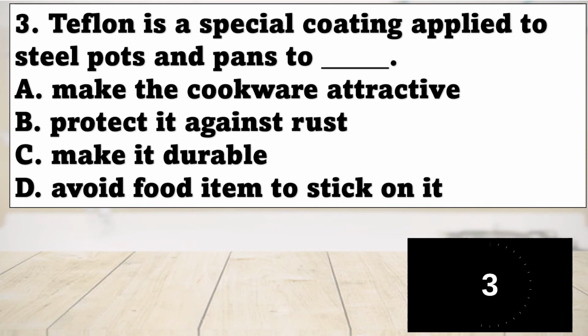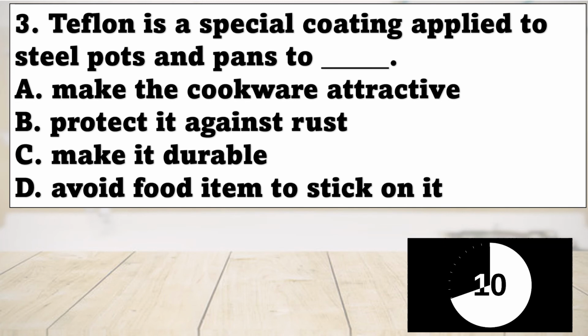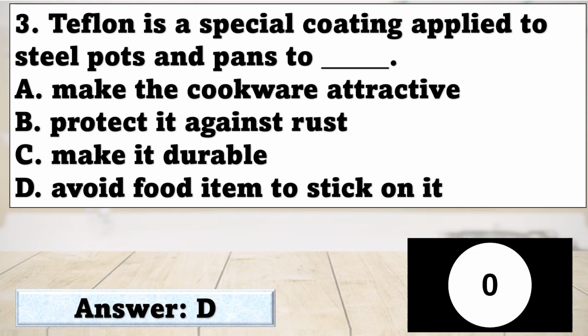Number 3. Teflon is a special coating applied to steel pots and pans to blank. What is the purpose of Teflon? A. Make the cookware attractive. B. Protect it against rust. C. Make it durable. D. Avoid food item to stick on it. The correct answer is letter D.